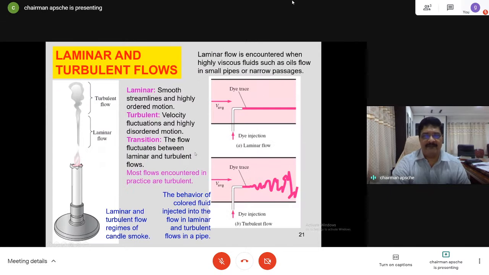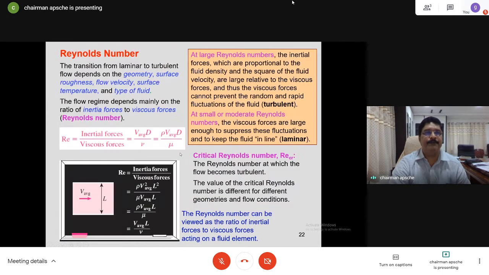So laminar and turbulent flows, I think I have explained it to you. Reynolds number also I have explained to you. It is the number at which the flow transition happens from laminar to turbulent. And I told you the equation: it is rho v L by mu. Rho is density, v is the average velocity, L is the characteristic dimension, and mu is the absolute viscosity.